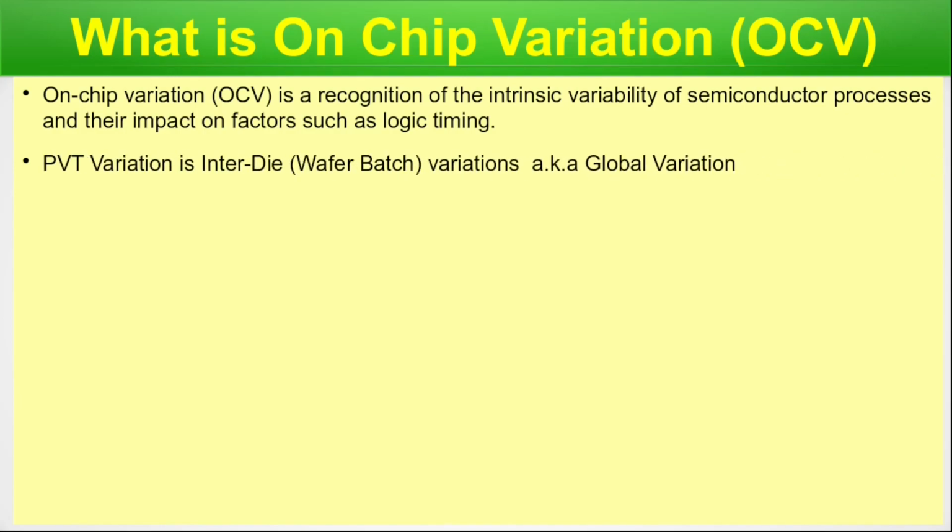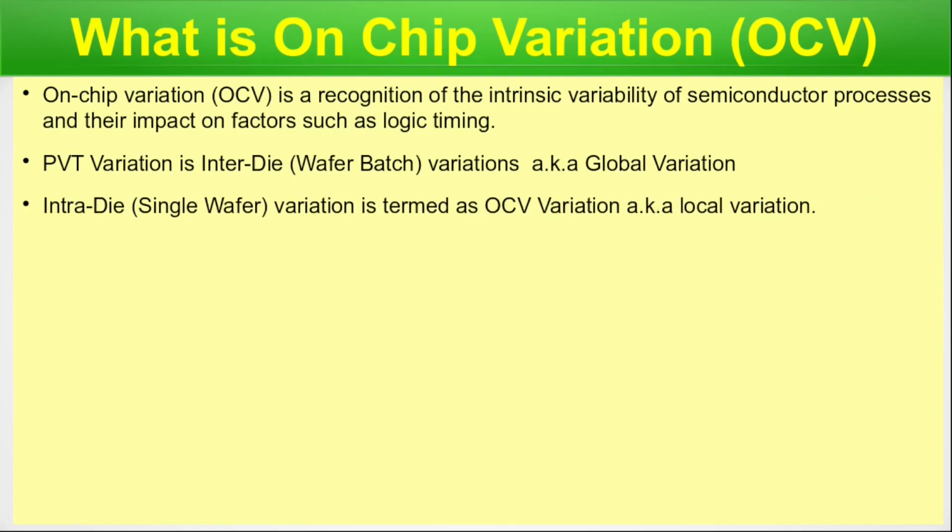Next, PVT variation is inter-die, also known as global variation. We have already discussed the PVT variation in the STA episodes. Now why did I keep this? Because there is a striking difference between the PVT variation versus the on-chip variation. Intra-die, that is single wafer variation, is termed as the OCV variation, also known as the local variation. The on-chip variation is intra-die, that is within a single wafer, and is all about the spatial distribution of the variant.